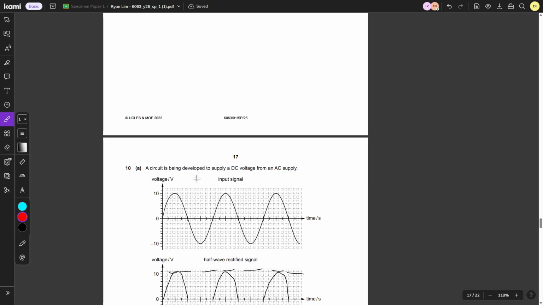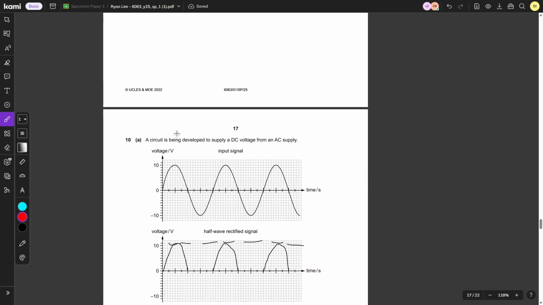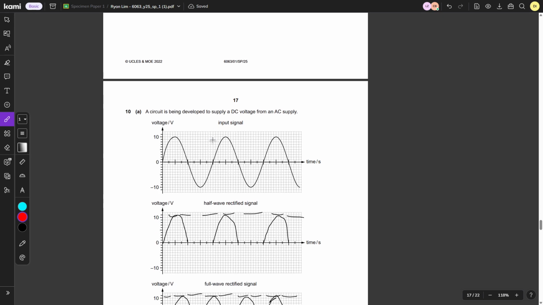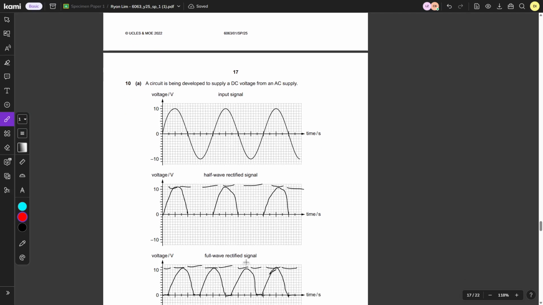Alright, next. A circuit is being developed to supply a DC voltage from AC, so a full bridge rectifier. Okay, or rectifier in general.